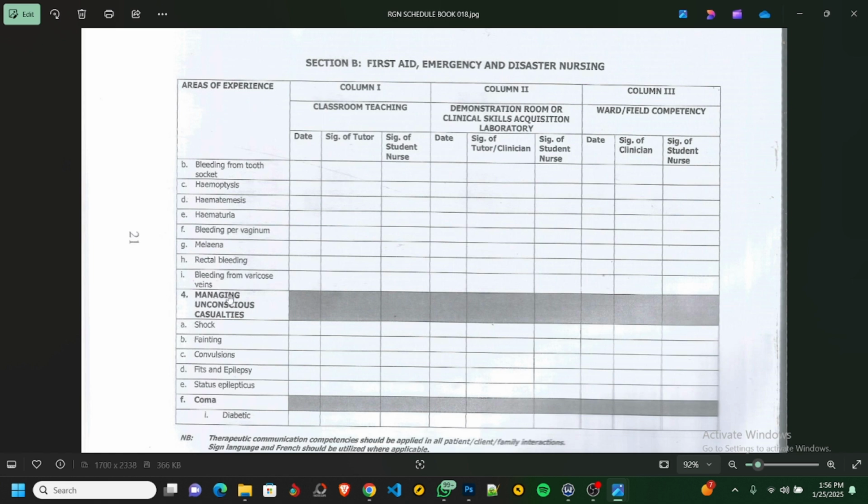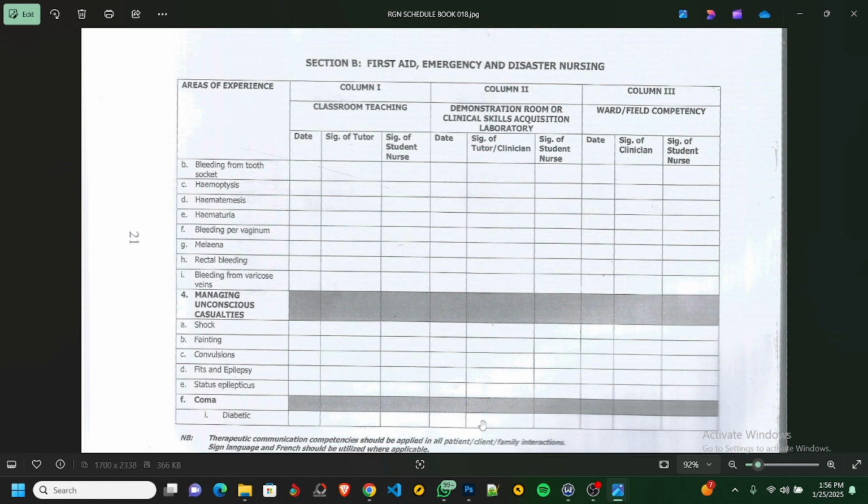The same thing applies to managing unconscious casualties like fainting, convulsion, which is very common in children. You also have fits and epilepsy, also common in children, but adults can also go through that. All these ones, adults can go through it. We have coma, and then we have diabetes. Some of us know diabetes. So if you are taught diabetes, everything about diabetes in class, you do that.